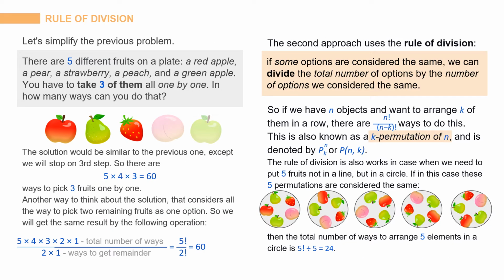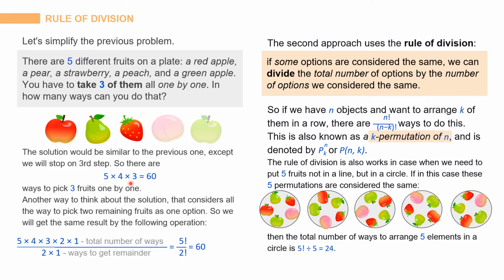So now let's move on to the rule of division. Let's simplify the previous problem. There are 5 different fruits on a plate, the same 5 fruits as before, and you have to take 3 of them one by one. In how many ways can you do that? So again, you have 5 ways to pick the first fruit, 4 ways to pick the second fruit, and 3 ways to pick the third fruit, and then you stop. So there are 60 ways to pick 3 fruits out of 5, one by one.